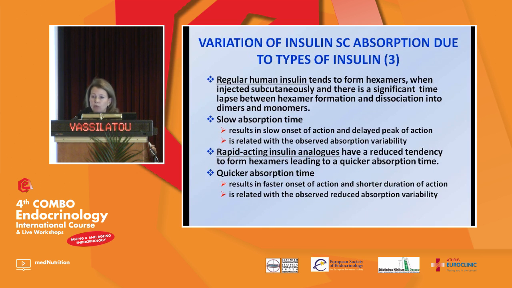Regular human insulin tends to form hexamers when injected subcutaneously, and there is a significant time lapse between hexamer formation and dissociation into dimers and monomers. So this results in a rather slow absorption time, leading to slow onset of action and delayed peak of action, and is related with the observed absorption variability. In contrast, rapid-acting insulin analogs have a reduced tendency to form hexamers, leading to a quicker absorption time. And quicker absorption time results in faster onset of action and shorter duration, and is related with the observed reduced absorption variability.